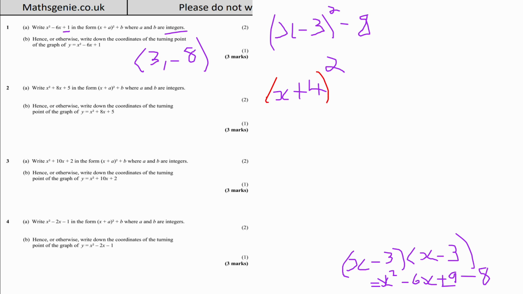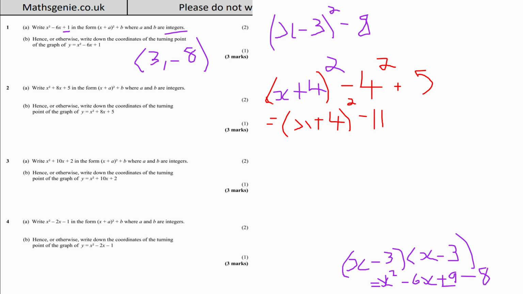So x plus 4 all squared. Then I want positive 5, but if I square this, I get positive 16. So I need to take away 4 squared, and then add the 5. So we're going to get x plus 4 all squared, and then we're going to have minus 16 plus 5, which is minus 11.